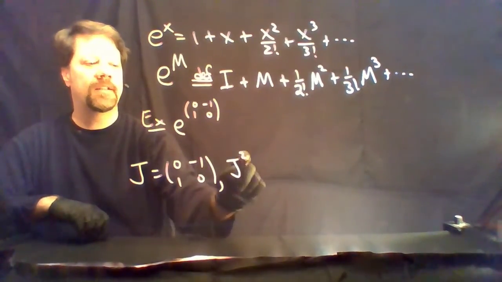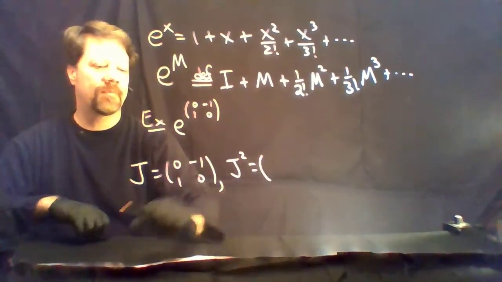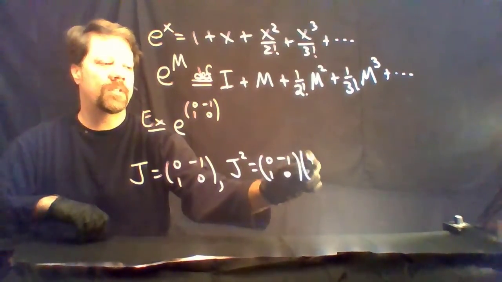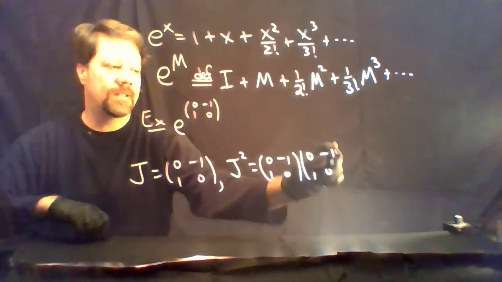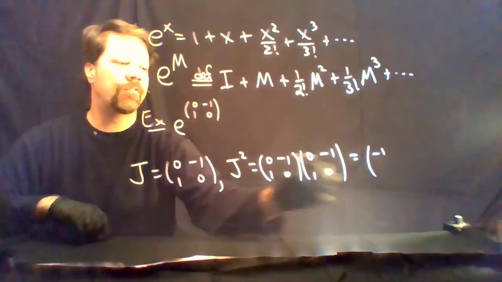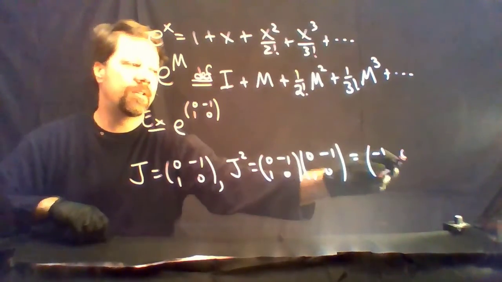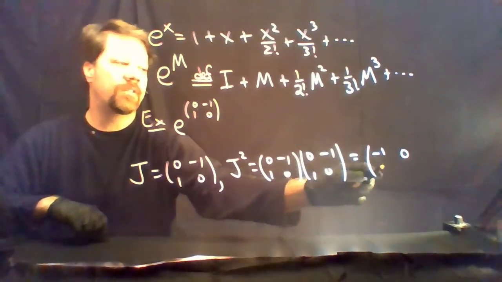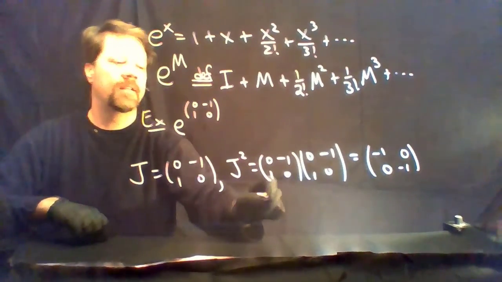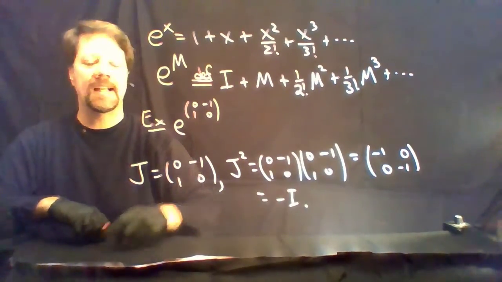Note that J squared is [0, -1; 1, 0][0, -1; 1, 0]. When we do this product, we'll get a negative 1, followed by a 0, and then a negative 1. This gives me negative the identity matrix.